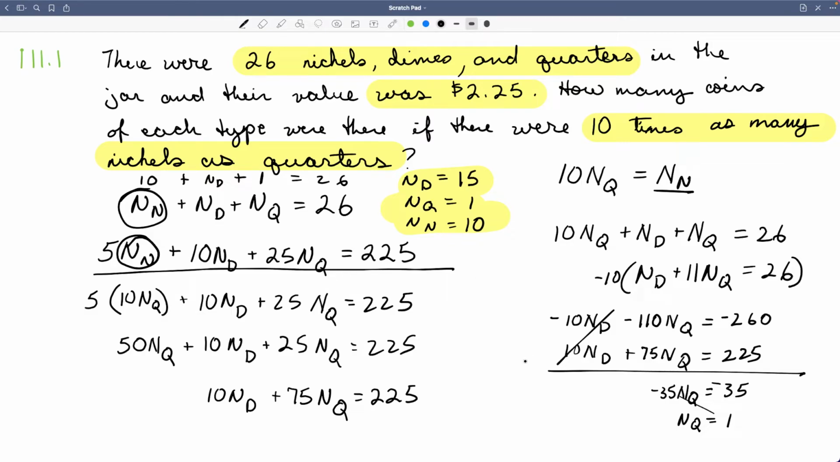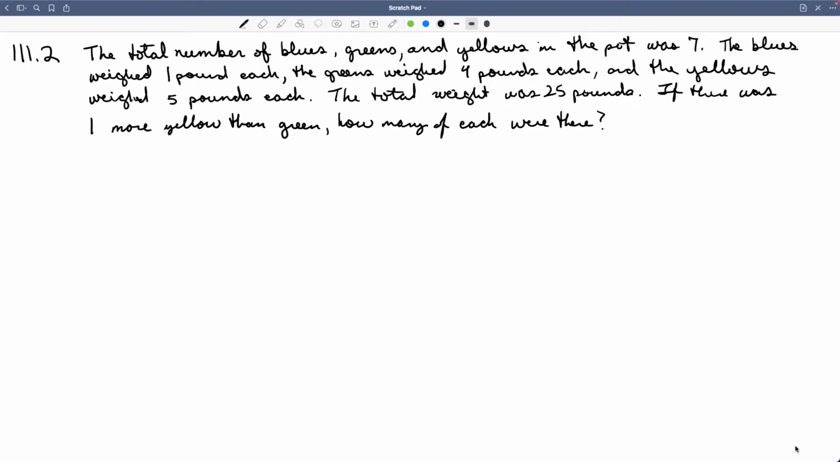All right, let's look at 111.2. This time we're not using quarters, dimes, and nickels. This time we're just going to use objects. So the total number of blues, greens, and yellows in the pot was 7. There is our first equation. So I'm going to say blues plus greens plus yellows is equal to 7.